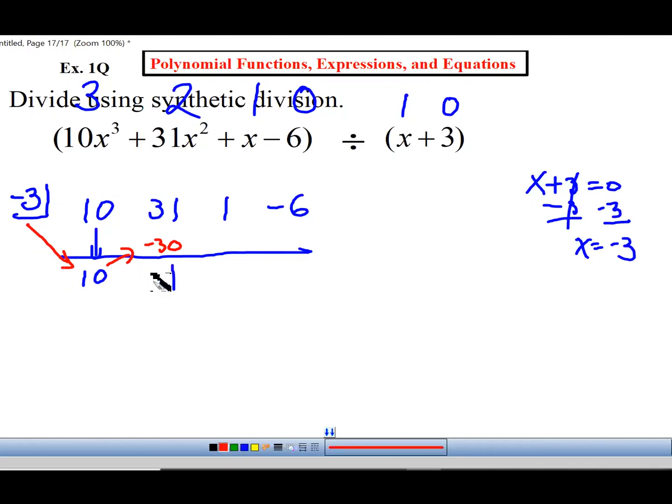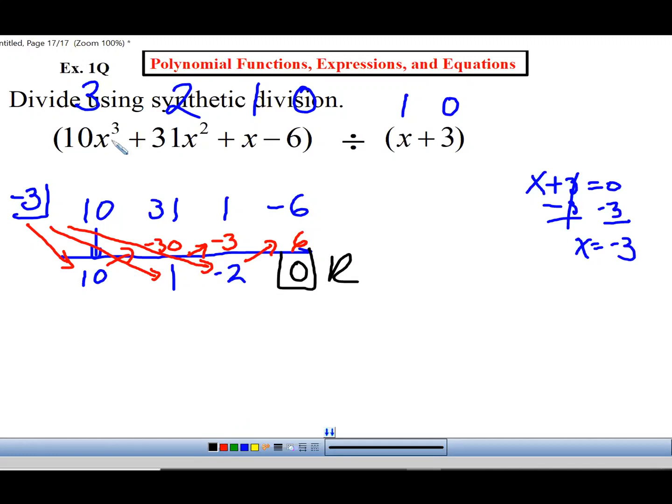Again, multiply -3 times 1, that's -3. Combine 1 and -3, that's -2. Again, multiply -3 times -2, that's +6. That's our last term. That's going to be our remainder. Let's see what we get. -6 plus 6 is 0, so we don't have any remainder.